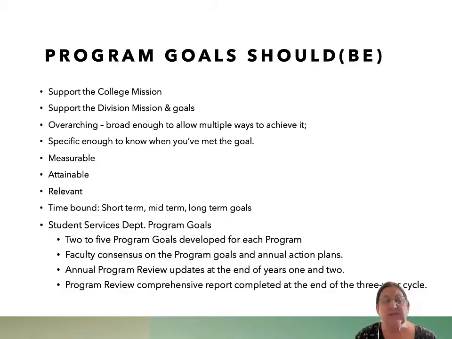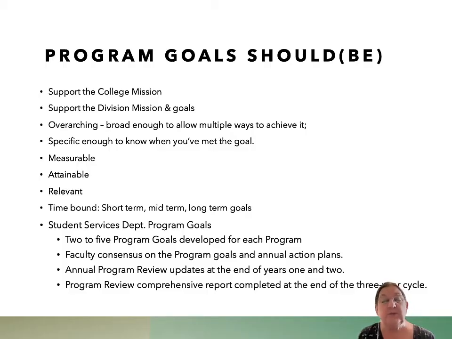You should have consensus on what those program goals are, and they should have annual action plans. We'll talk about that a little bit more. For all program goals, you're going to do some updates at the end of years 1 and 2 to give an update. Where are you on these program goals? Are you making progress? What might be some of the reasons why you're not, and how are you addressing those?